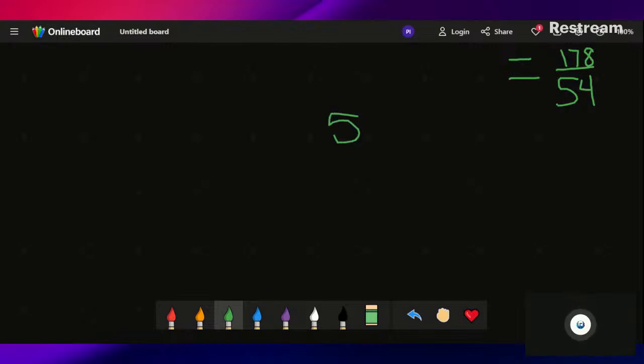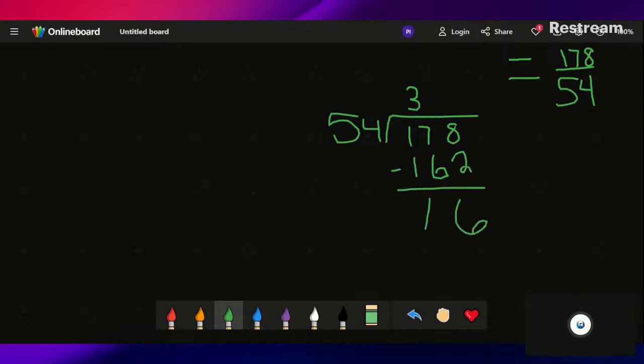So let's write this out. We have 54, 178. How many times does 54 go into 178? We can guess it's going to go in there 3 times because 50 times 3 is 150. 4 times 3 is 12. That's going to give us 162. So if we subtract that, what will we have left? We're going to have 16, and that looks like that's going to be our answer.